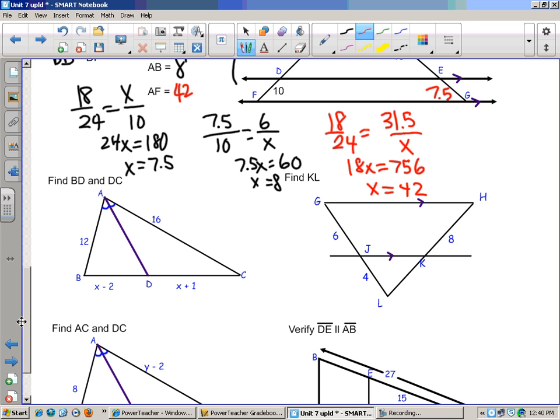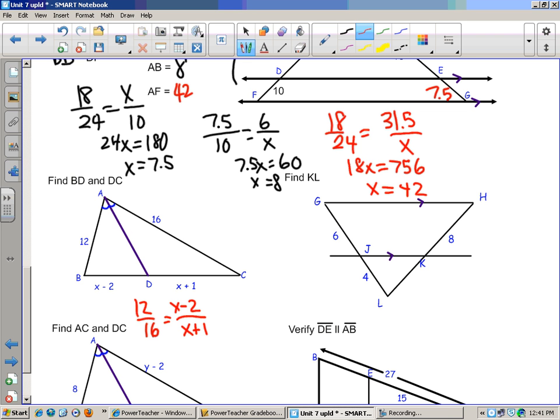How would I solve for x here? Anybody have an idea? 12 over 16 should have the same proportion as, right? Good. The sides should have the same proportion as the pieces of the side that the angle bisector cut apart. Does that make sense?